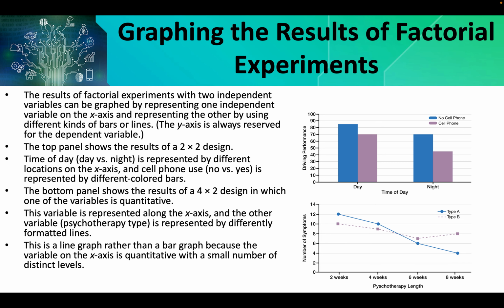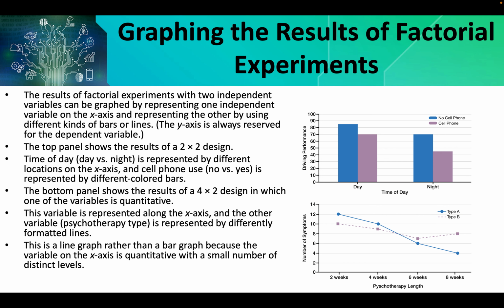The results of factorial experiments with two independent variables can be graphed by representing one independent variable on the x-axis and representing the other by using different kinds of bars or lines. The y-axis is always reserved for the dependent variable. This is the y-axis, and this is the x-axis.